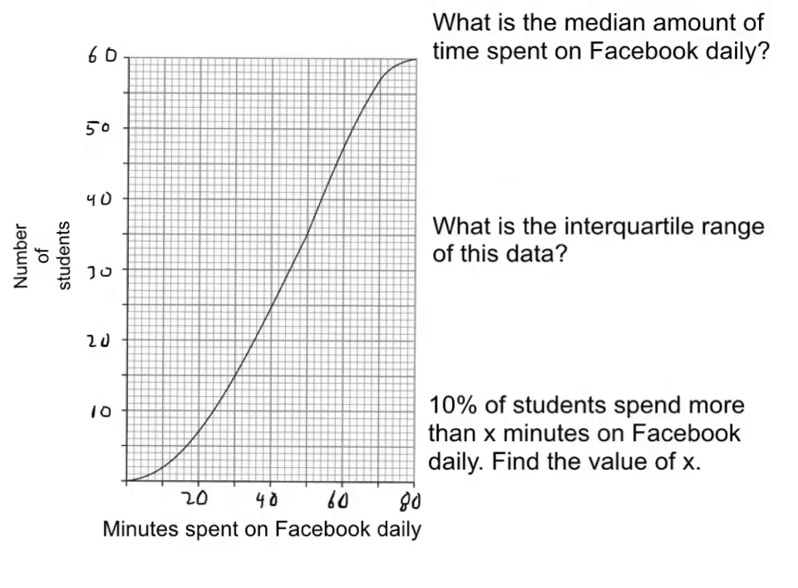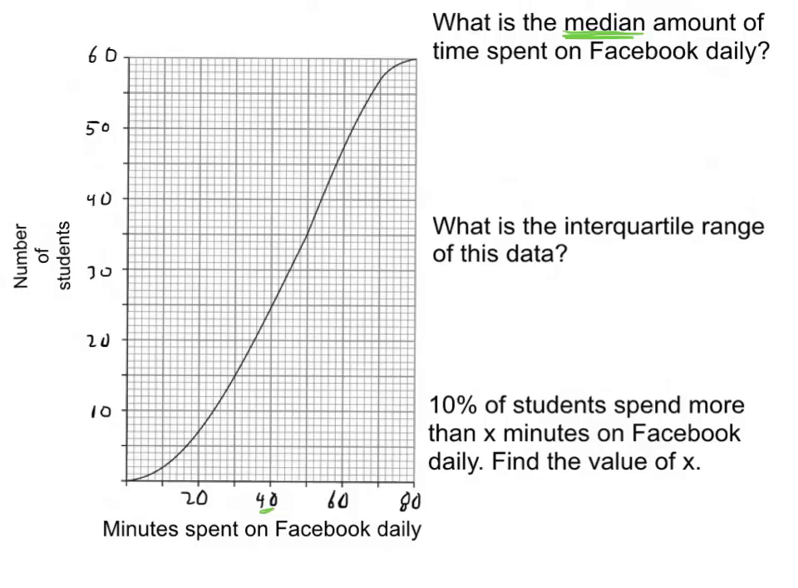So I actually have the exact same graph. I'm just going to ask questions about it now. First question, a very, very easy question. What is the median amount of time spent on Facebook daily? What does median mean? Median doesn't mean the middle, it doesn't mean 40, that's the middle one. Median means if you were to line up all of the times, all the people, and take the middle one, how much time would that be?